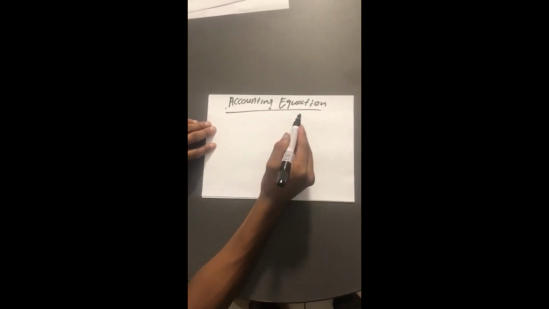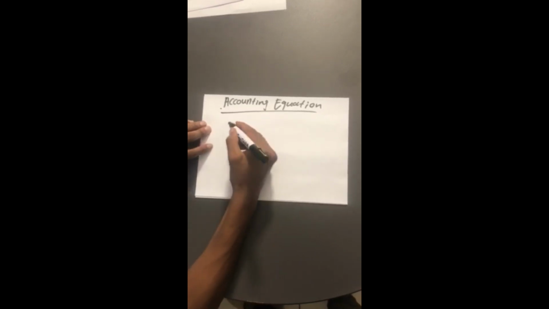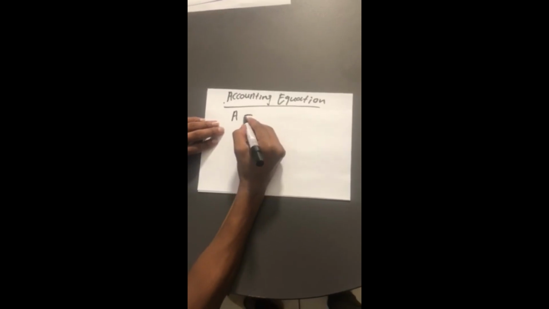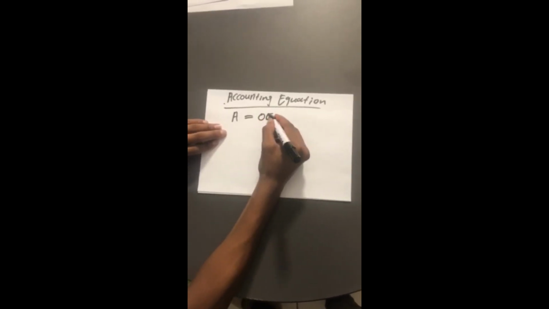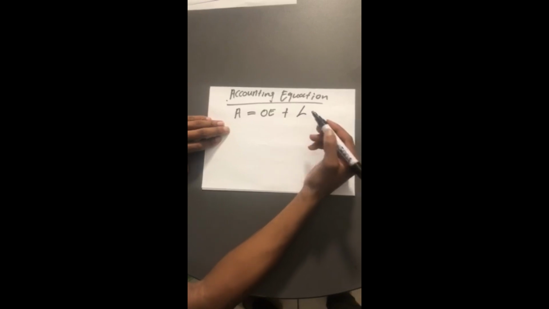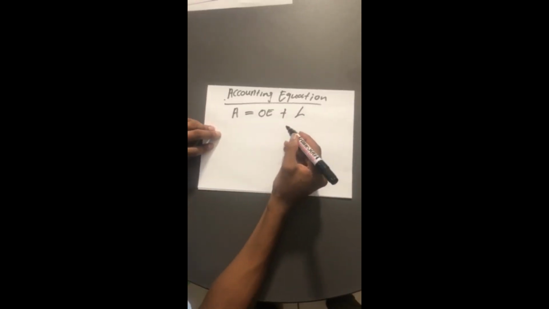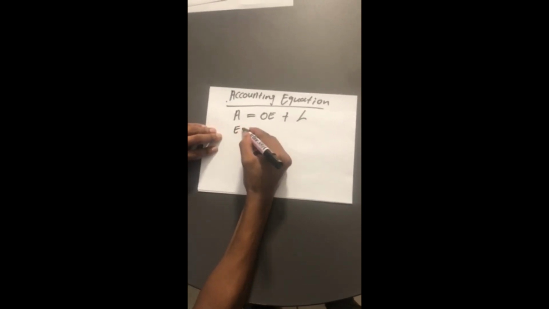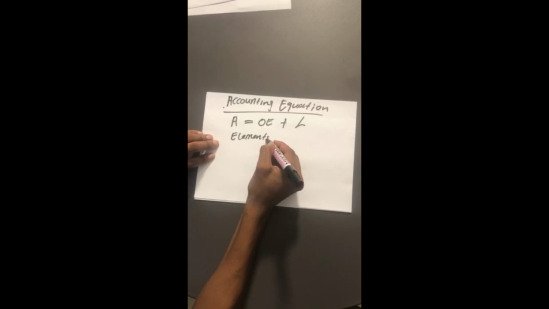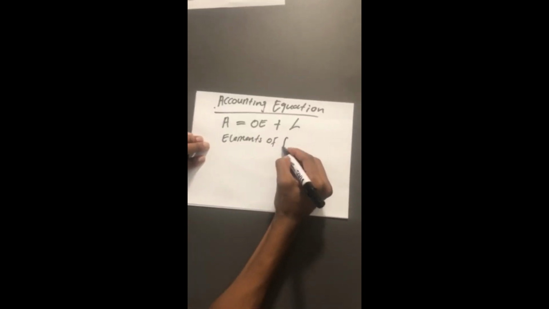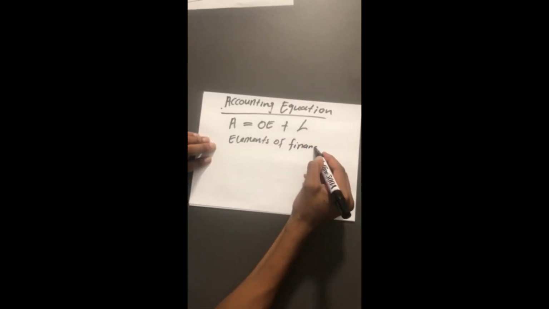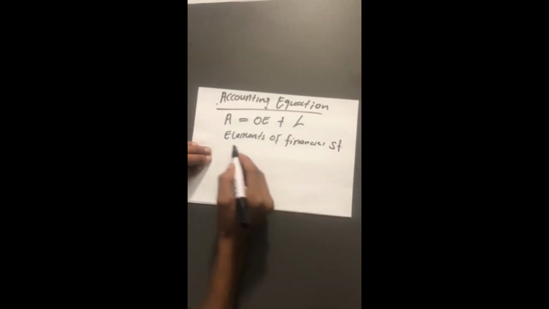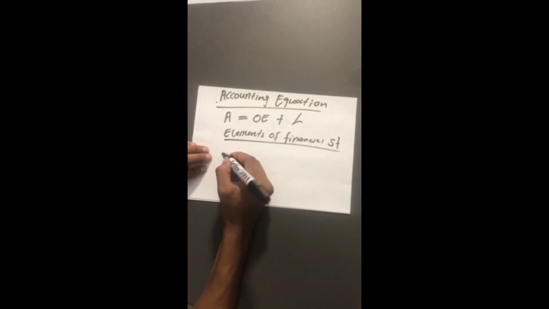And the first thing that you need to know before you prepare the accounting equation, remember, most of you know that accounting equation is assets equal to owner's equity plus liabilities, right? So in this case, before you go there, you need to know what we call the elements of financial statements. So this is what you must know. The elements of financial statements, there are 5.